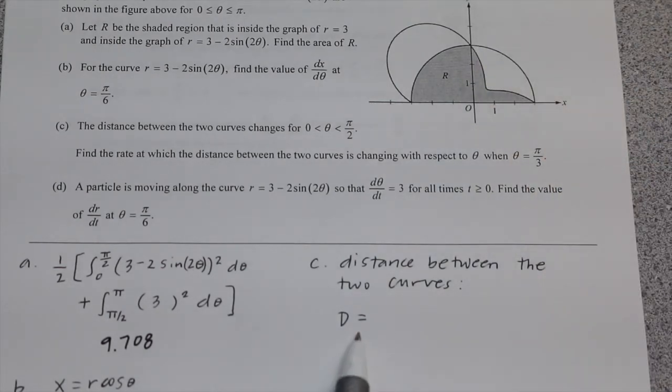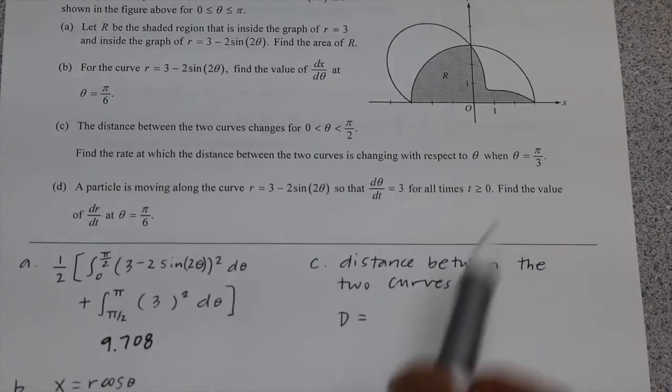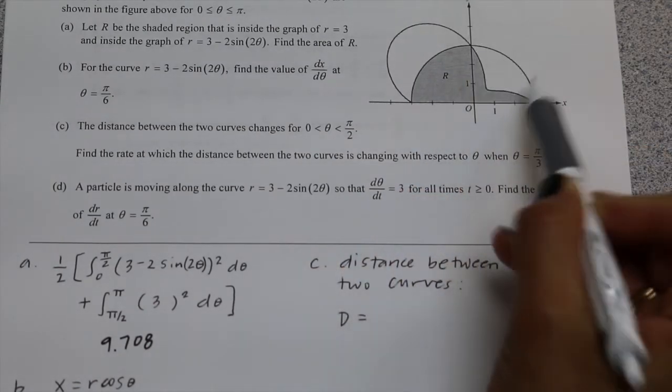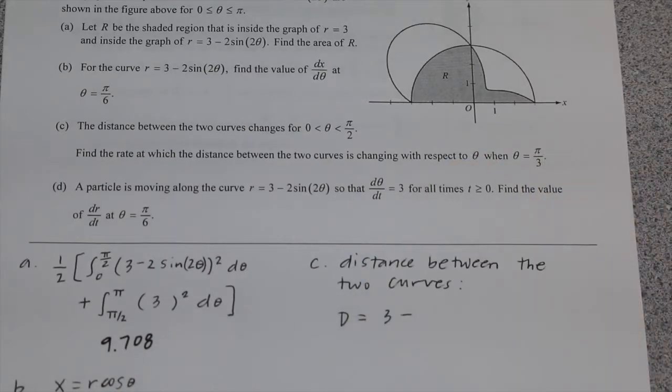So mathematically, to represent the distance between the two curves, it's going to be the outer curve minus the inner curve. So the outer curve is r equals 3, and then we're subtracting the inner curve, which is the 3 minus 2 sine of 2 theta. And then to simplify this expression, we're going to distribute this negative. So we get 3 minus 3, which is 0. And then when we distribute this negative to this expression, we get positive 2 sine of 2 theta.